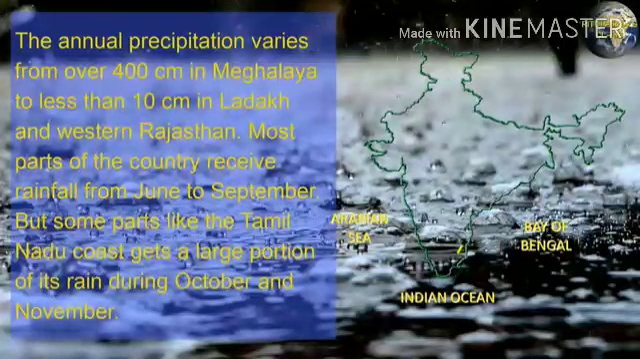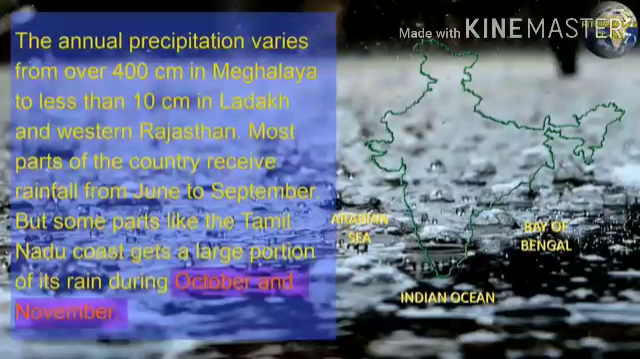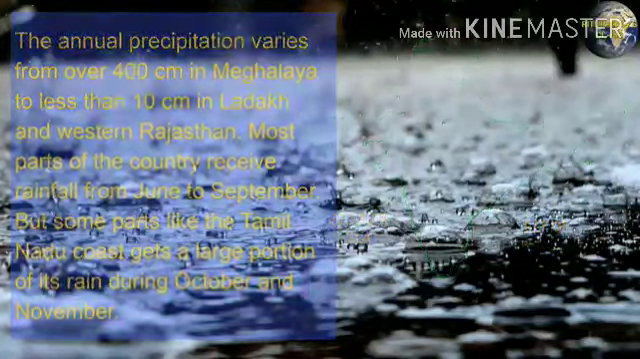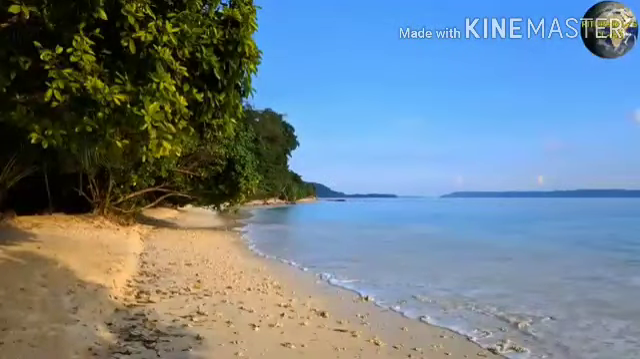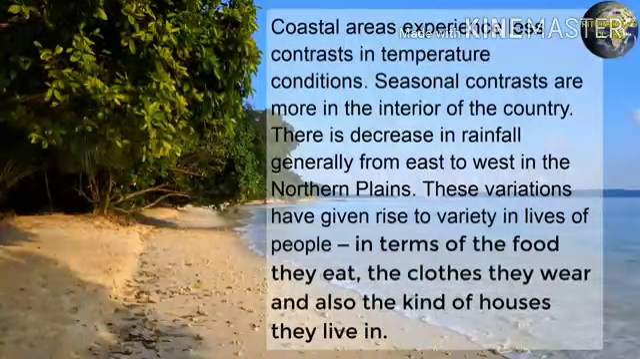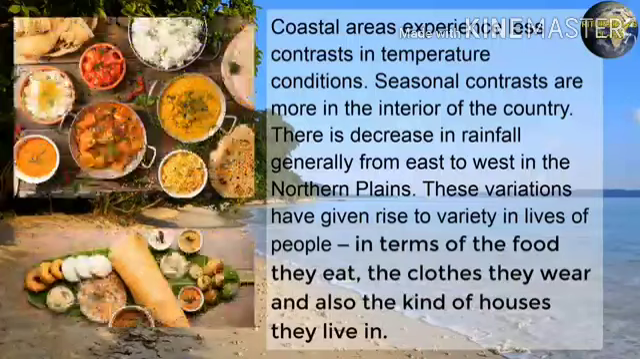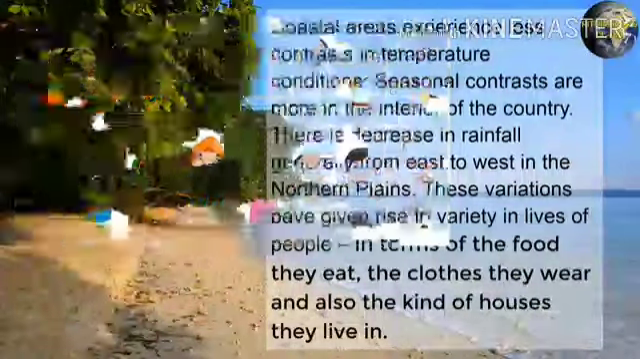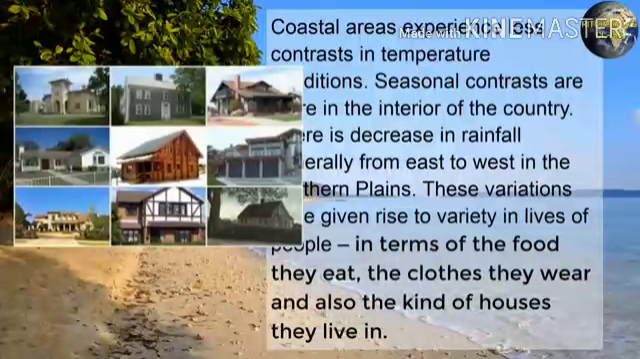Some parts, like the Tamil Nadu coast, get a larger proportion of their rain during October and November. In general, coastal areas experience less contrast in temperature conditions, but seasonal contrasts are more in the interior of the country. There is a decrease in rainfall generally from east to west in the northern plains. These variations have given rise to variety in the lifestyle of people in terms of the food they eat, the clothes they wear, and also the kind of houses they live in.